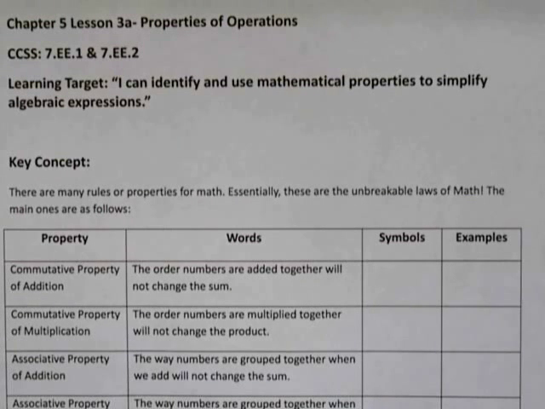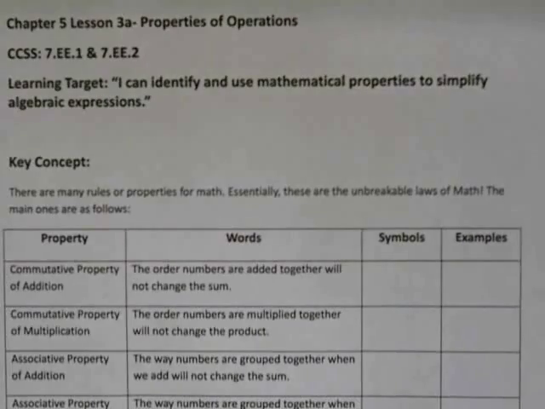Essentially what we're doing today is we're going to take a look at some of the rules, they're called properties of mathematics, and dissect them and understand what they mean. It's kind of elementary. We know what these mean. We've seen them before, but we're just going to apply technical terms, okay?